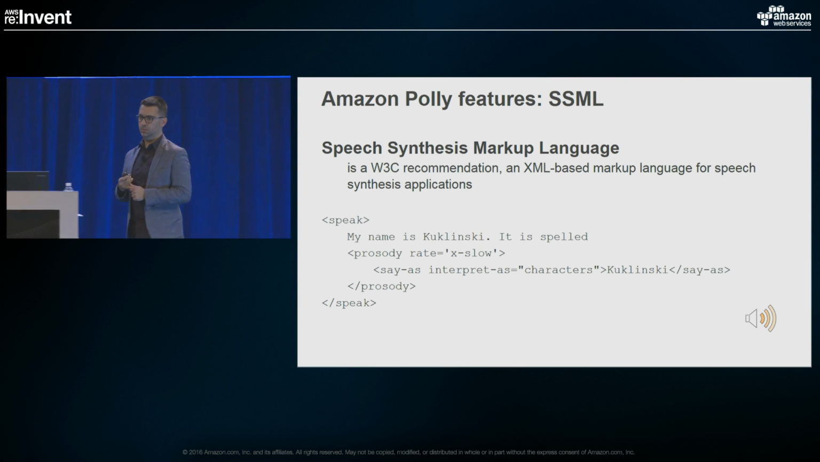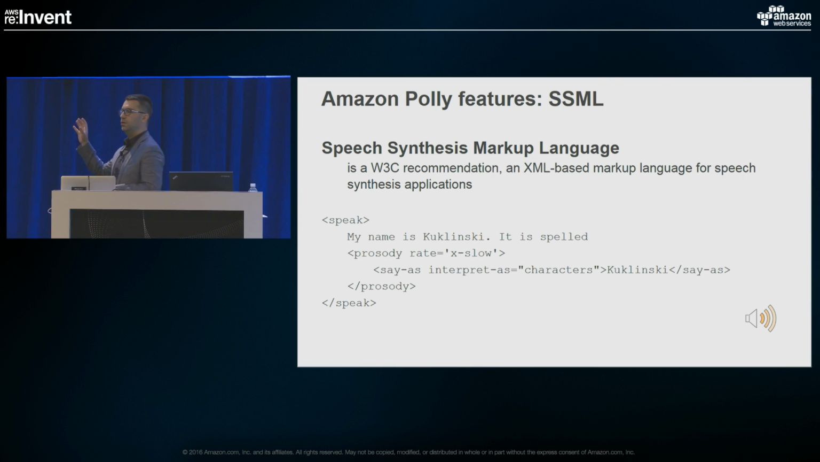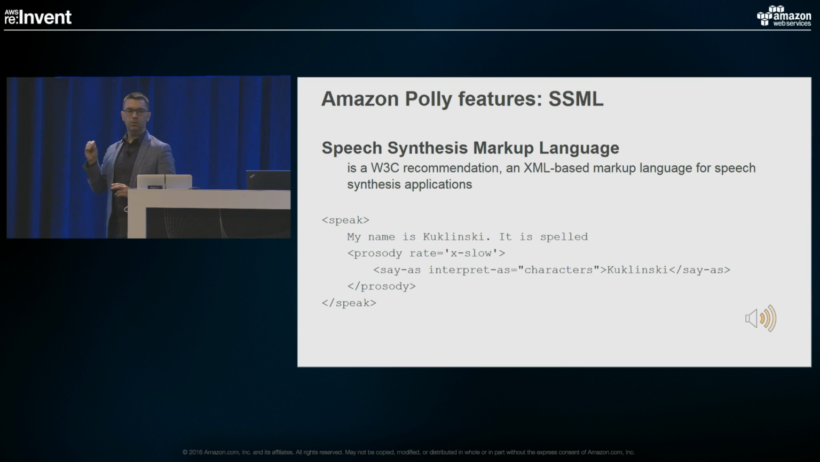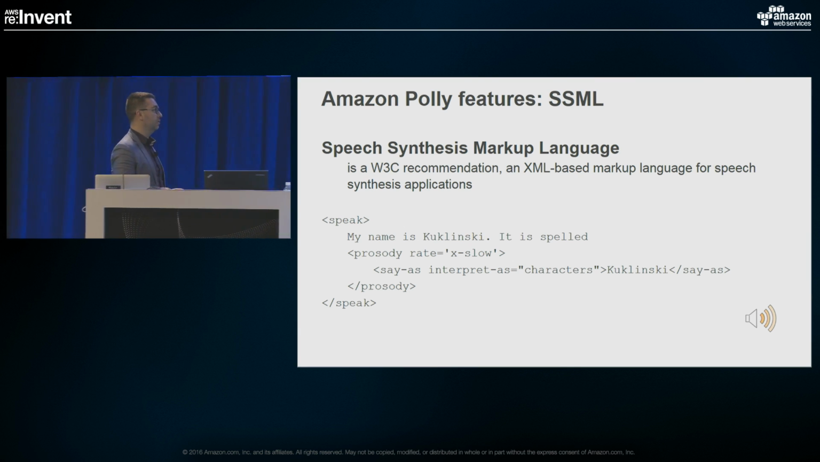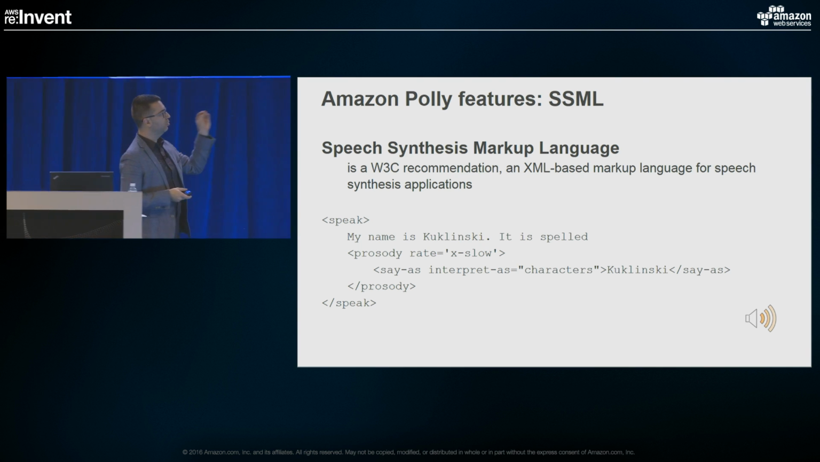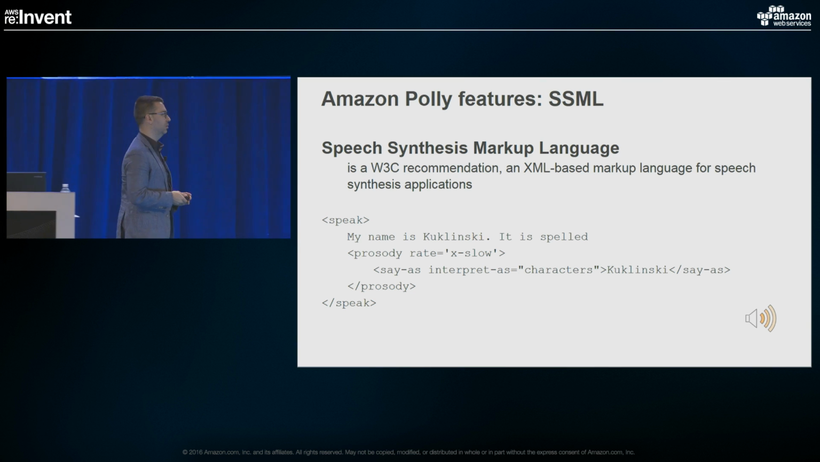It is spelled Kuklinski. So here with the XML format, we are pointing out first that we would like all the letters in my last name, so Kuklinski, to be spelled out. And secondly, we are asking also text-to-speech to say it slowly, to slow down, simply to make sure that the listener will be able to comprehend each particular letter.